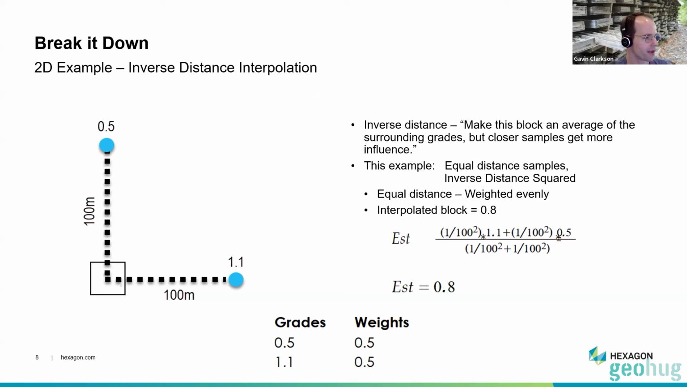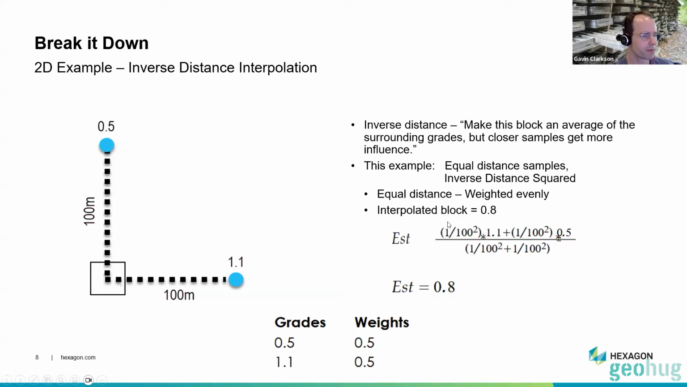Using this really simple example, we have the little block there on the left, and we have two samples, one with a grade of 0.5 of gold or candy or whatever it is you happen to be mining, and then 1.1 over here. In this example, the two samples that we're using to estimate the best value of this block are equidistant apart. They're both 100 meters apart. An inverse distance interpolation is just saying, make this block an average of the surrounding closest grades, but closer samples get more influence. In this example, the samples are equally distanced, and with inverse distance, that means they get weighted evenly. And here's the equation here.